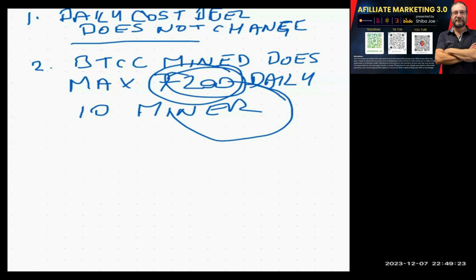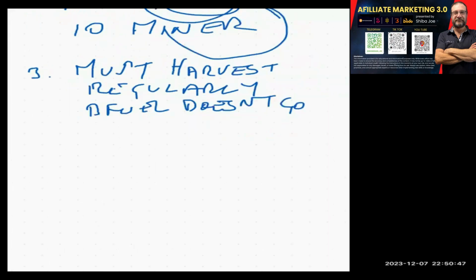The same, your one miner is costing you exactly the same to run. It just costs more Bfuel per BTCC mined, but the daily cost of the miner is the same. Hopefully that makes sense. The next thing to remember, you must harvest regularly, because remember, you are constantly mining.